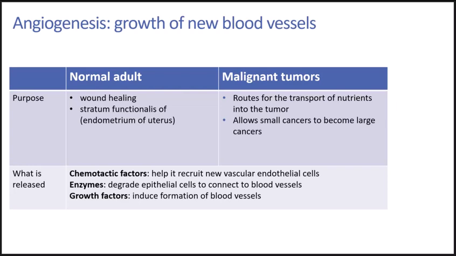So the formation of new blood vessels will allow a small cancer to become a large cancer. Now, with this process of angiogenesis, we'll end up with the release of chemotactic factors, which will diffuse at the site and help recruit vascular endothelial cells so that they can build their own blood vessels. Enzymes such as the enzyme collagenase that was discussed earlier will further degrade the area around it in order to allow for connection to our own blood supply.